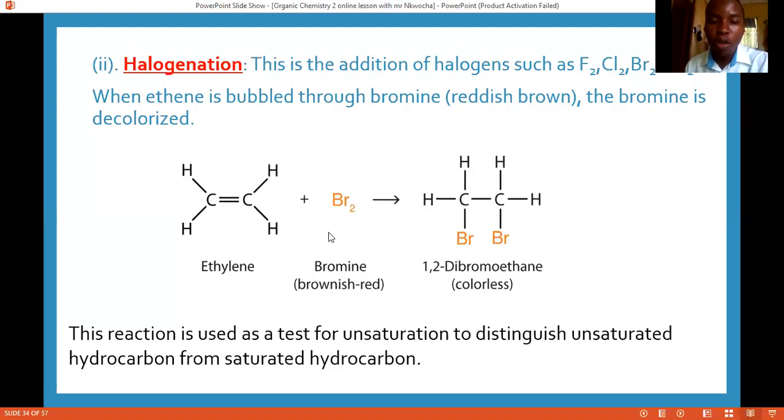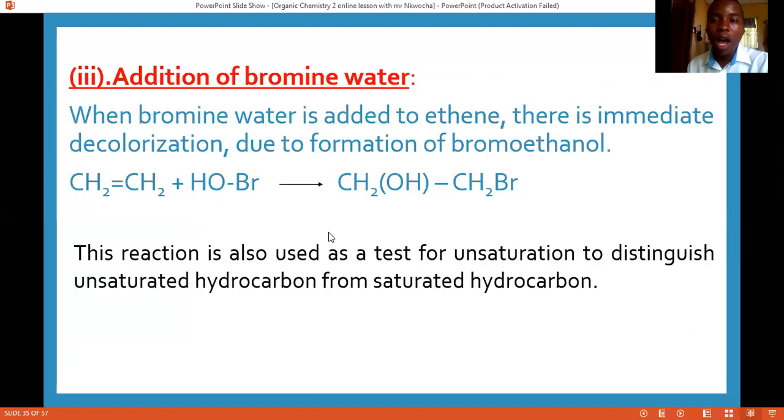So you can see the product formed. Then you have the other one, addition of bromine water. This is another one we can talk about. Addition of bromine water is also another way to differentiate between an alkane and an alkene.